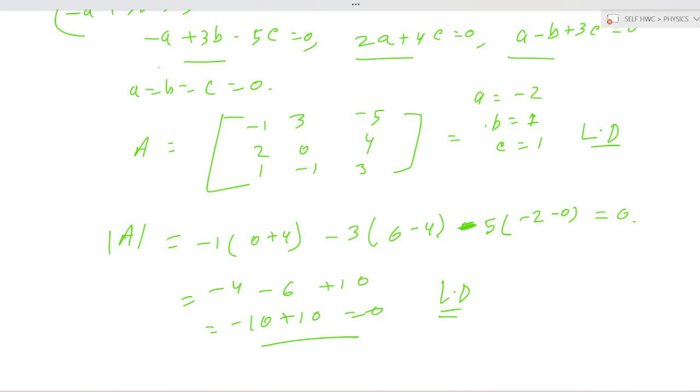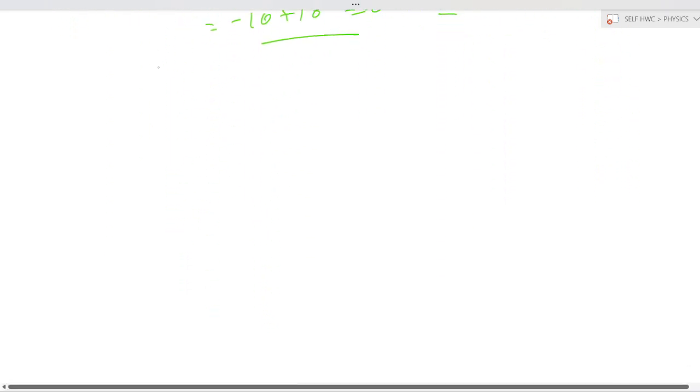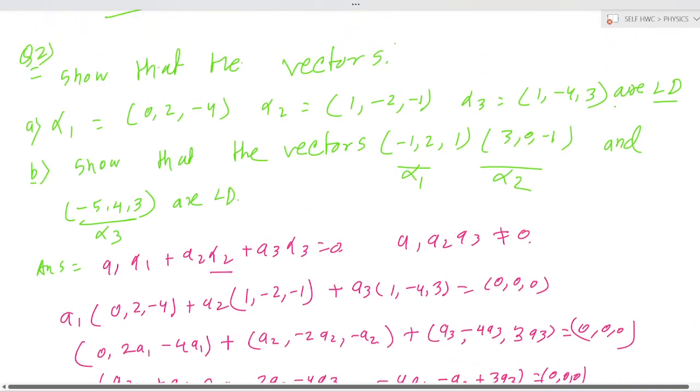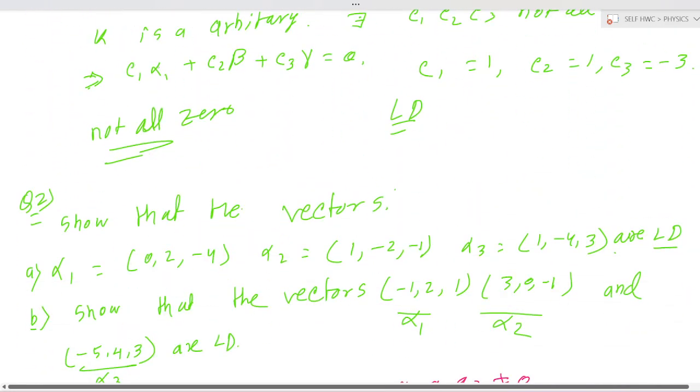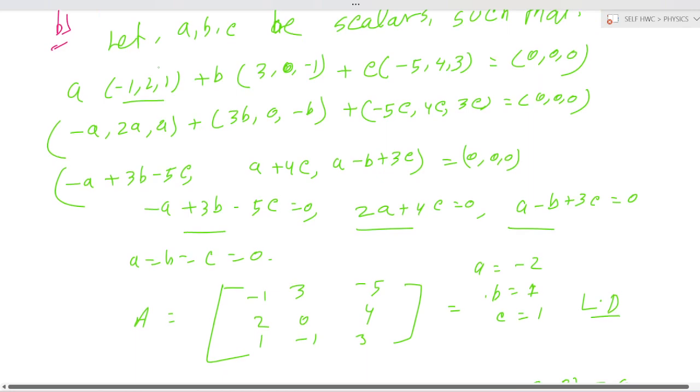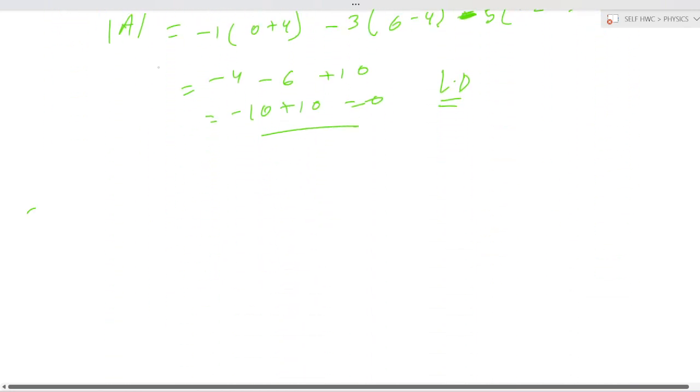Next I uploaded the next part, but the last question you note down. This question is very important. This is question number 3. This question is very important.